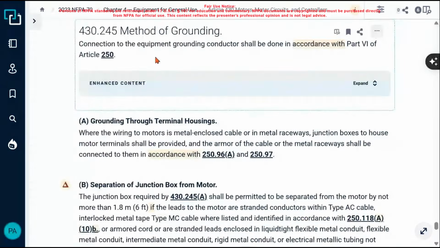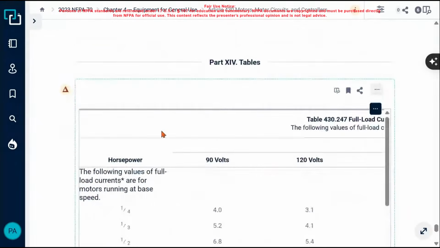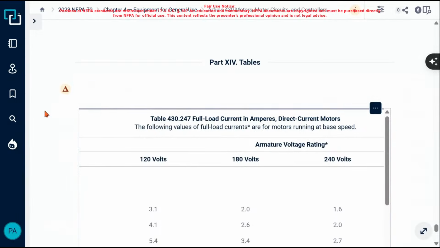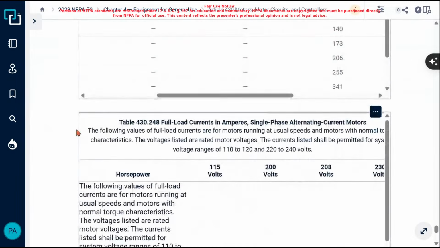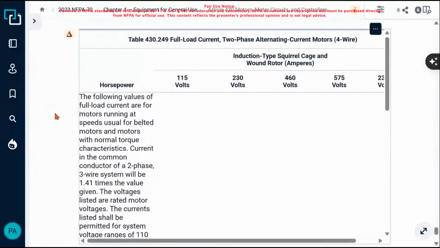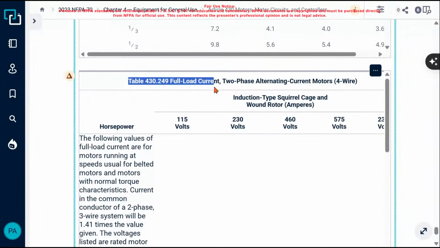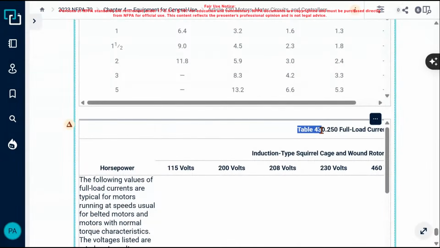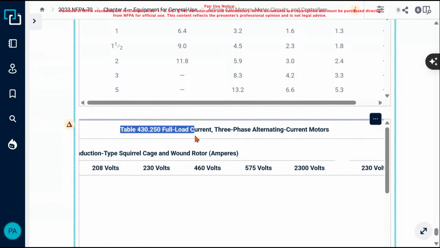All right, so we're down here. And which table do we want to work with? Well, 247 is direct current, so we're not going to be using that. Let's see here, 248, that is single phase. No, we're not worried about that one. 430.249, full load current for two phase. Are we using that? Absolutely not. That's not where we're at. Keep going. Boom, right here. 430.250 is the full load current for three-phase alternating current motors.